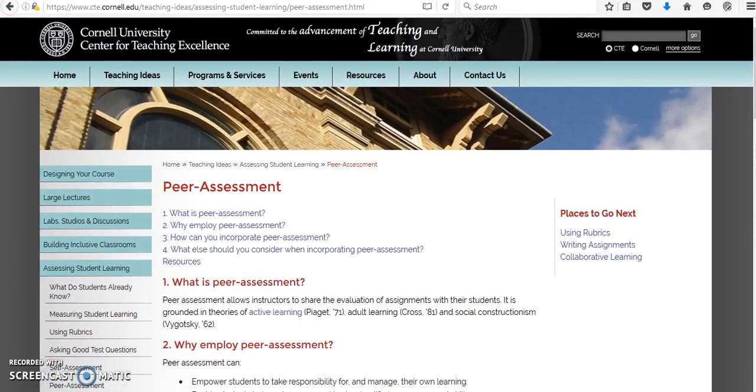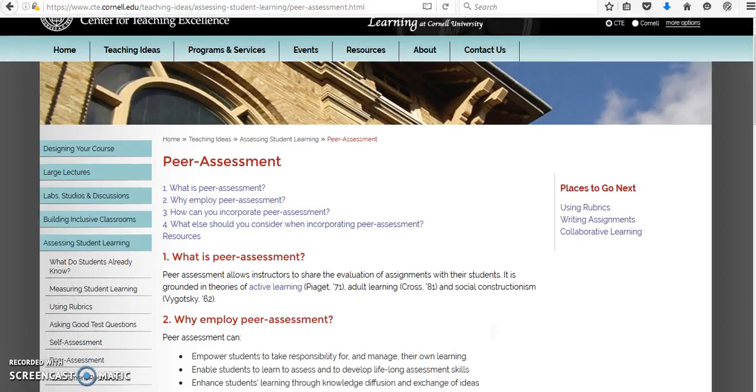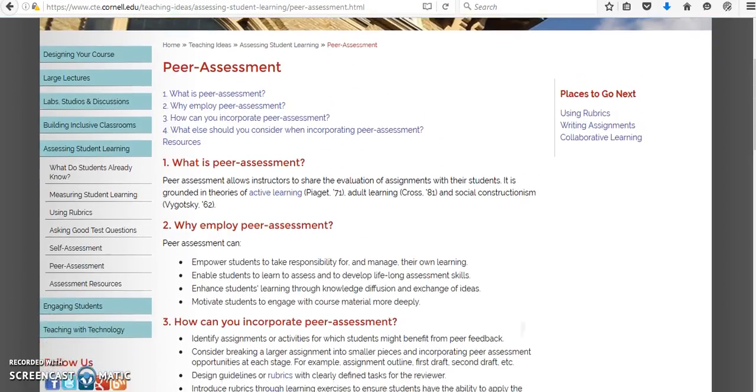I found this website from Cornell University regarding what peer assessment is. It's a general overview. I really liked that because sometimes we're not really sure as educators what students should be assessing. And so this kind of went into the what, why, how, and then what to consider.